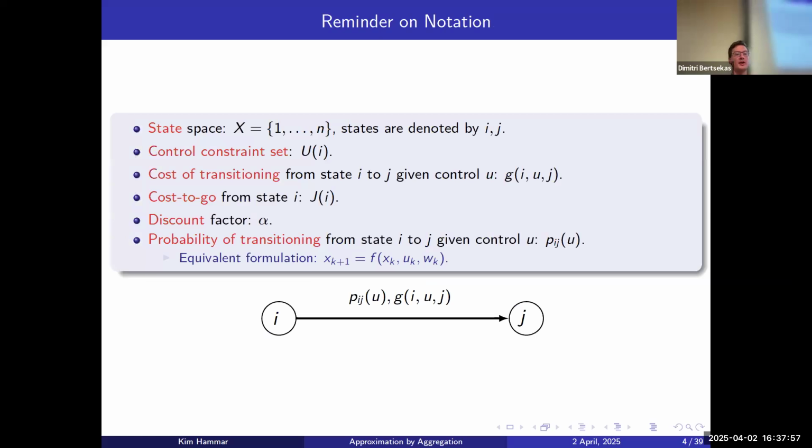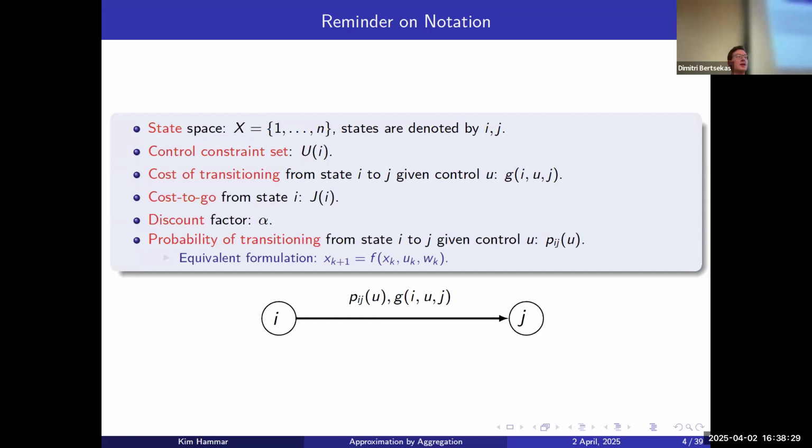So let me start by briefly reviewing the notation that I will use so that we're all on the same page. I will denote the state space by capital X, enumerated from 1 to n, and the elements in general will be denoted by i and j. The control space is denoted by capital U, and the available controls at a given state are denoted by U of i. The stage cost is denoted by g, the cost to go by capital J, and the discount factor by alpha.